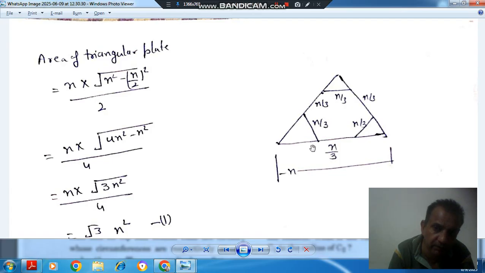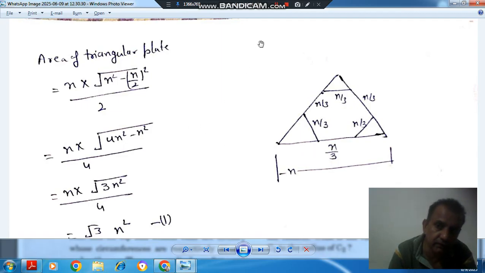So this will be x by 3 from this corner, then the rest will be your x by 3. So each side of the hexagon will be x by 3. So this is your regular hexagon and this is your equilateral triangle.